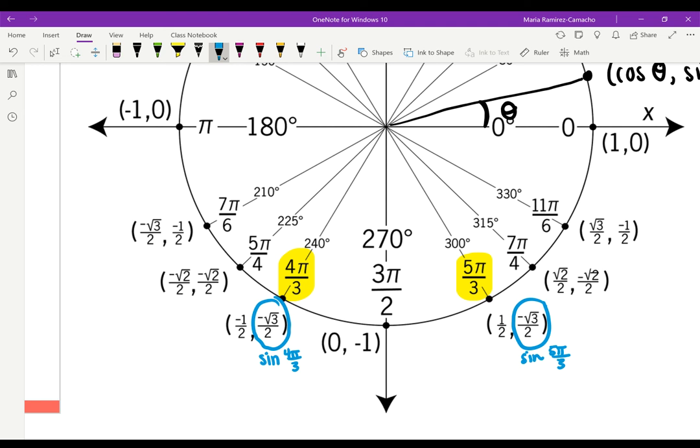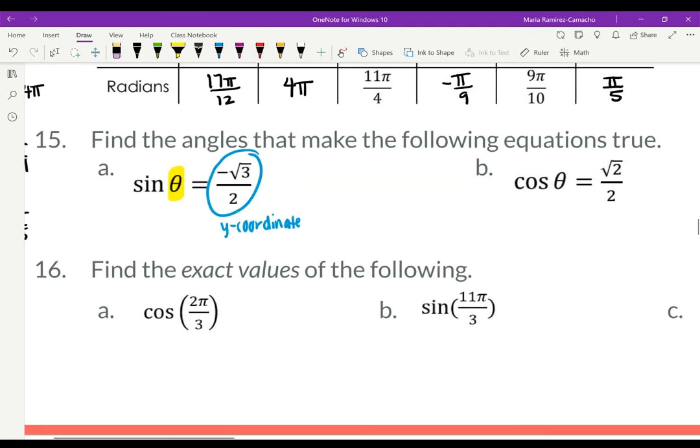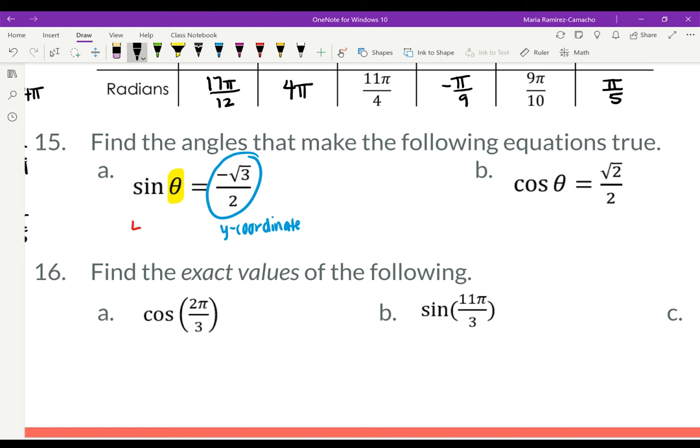If you want to write your answers in degrees, 240 degrees and 300 degrees, that's fine. I'm going to write it in radians. So theta equals 4 pi over 3 or 5 pi over 3. And then we'll do the same thing for B.